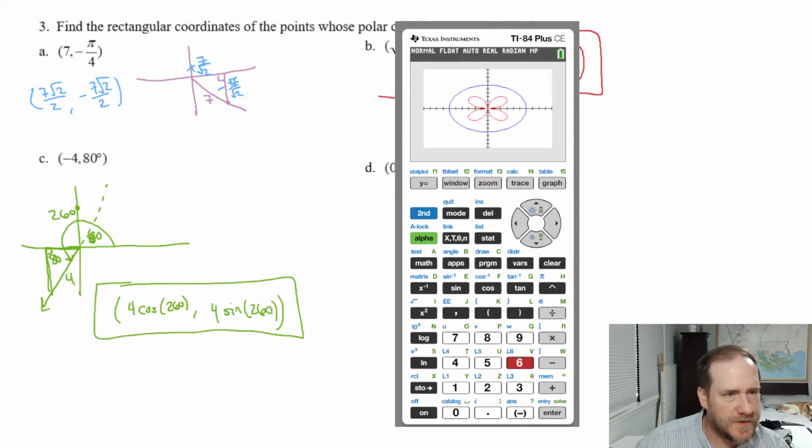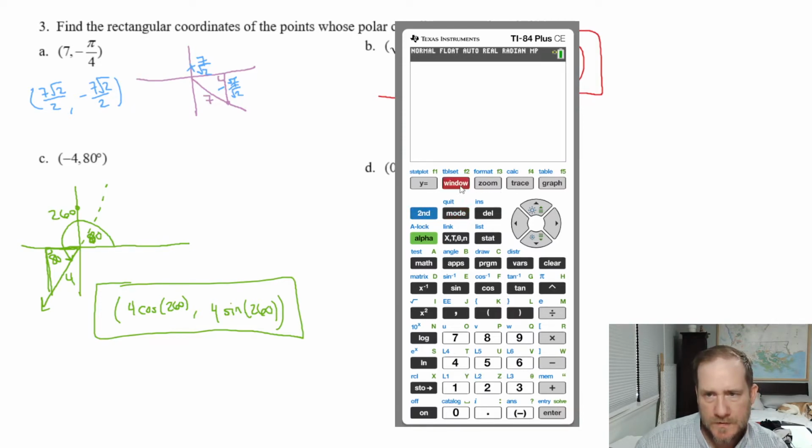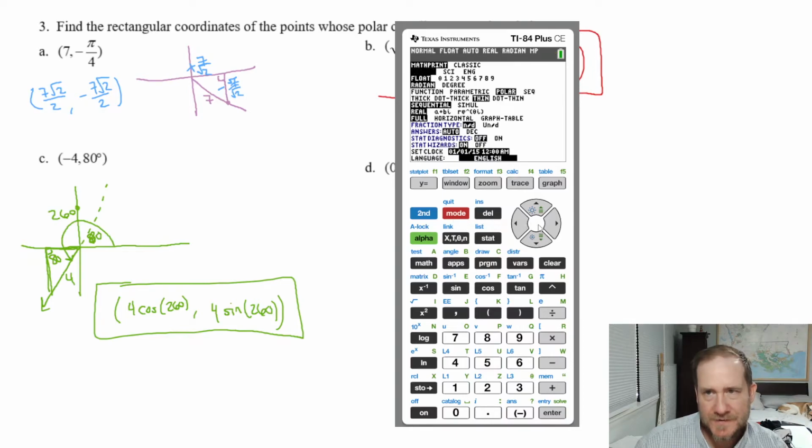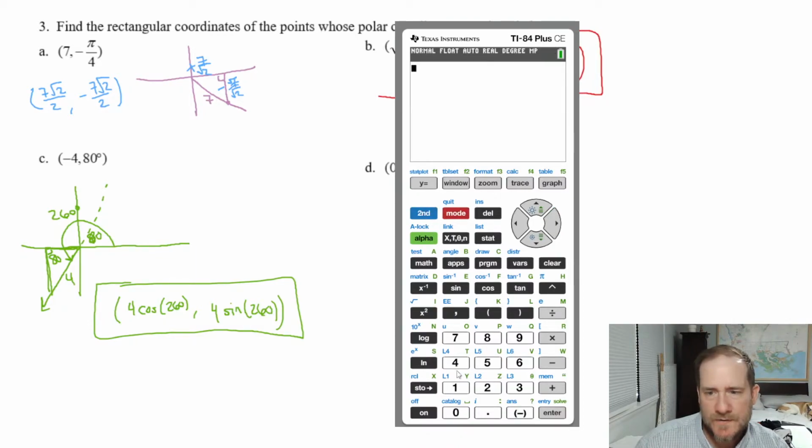You could go second quit. Second quit. You're going to go 4. Am I in the right mode? I'm not, because I'm using degrees. So degrees. Second quit. 4 cosine 260. Enter. 4 sine.